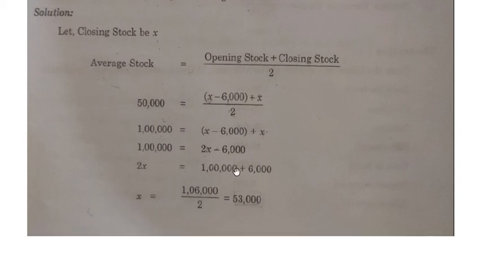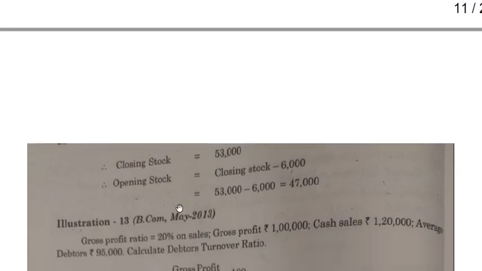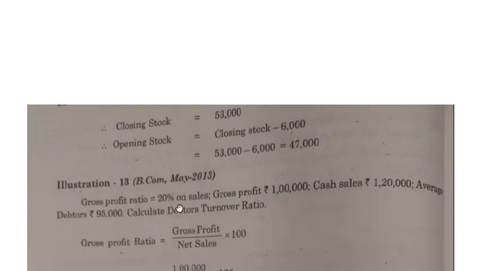So 2X is equal to 1 lakh plus 6,000. X is equal to 1 lakh 6,000 divided by 2, which is 53,000. Keeping this, we can find out the opening and closing stock. The closing stock, which we found as 53,000, is your X figure. Now what is your opening stock? Closing stock minus 6,000. So 53,000 minus 6,000 is 47,000.